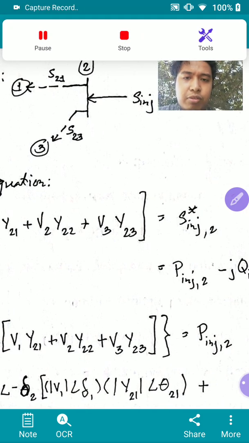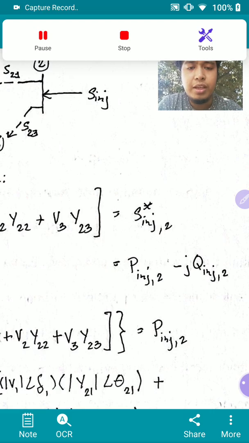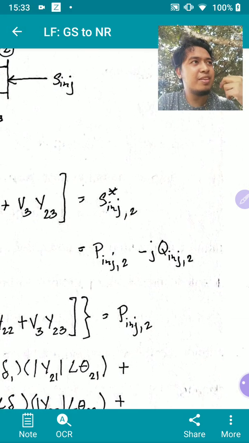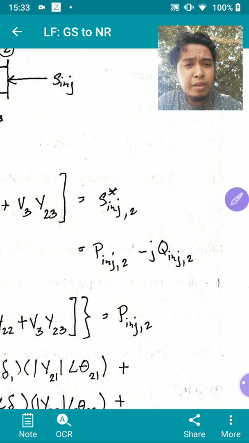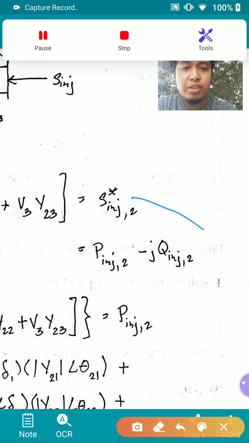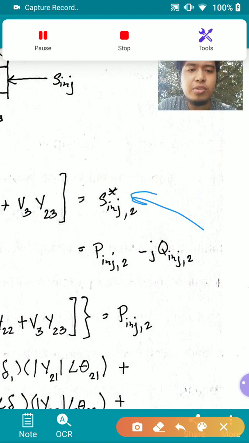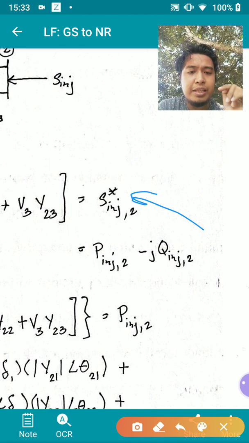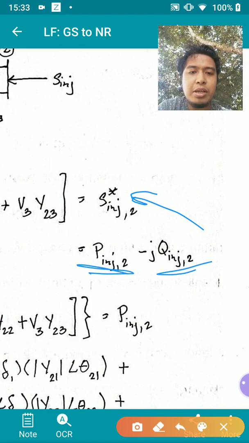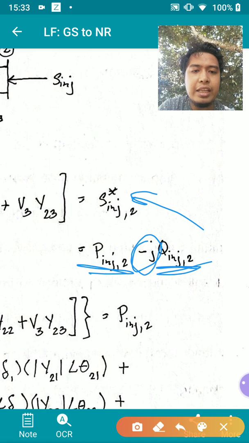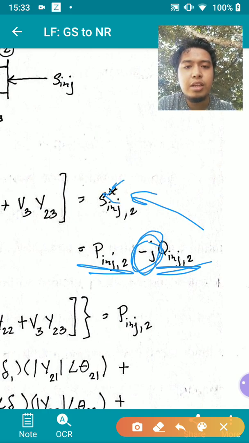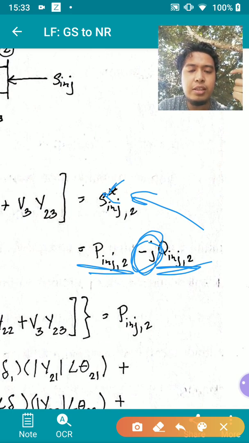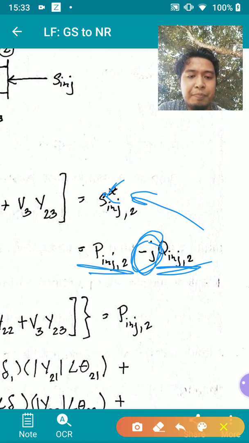But if you use V conjugate I, then use S conjugate. And now this is basically the principle of Newton Raphson. Your S conjugate here can be represented by its real component and its imaginary component. Take note of the negative sign because this is S conjugate. If we use S, it is just P plus JQ. But because this is S conjugate, then this is P minus JQ.